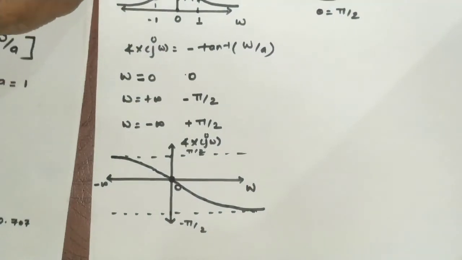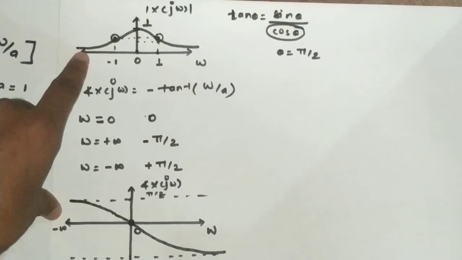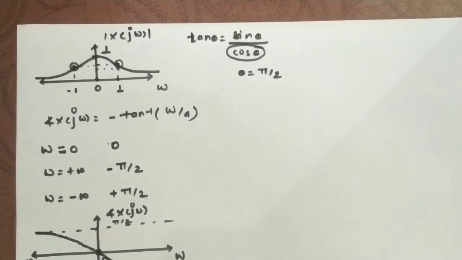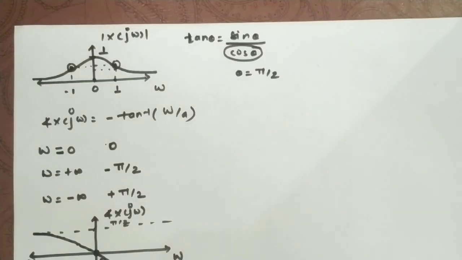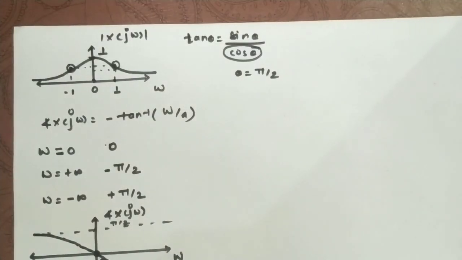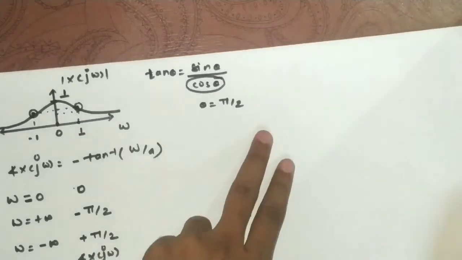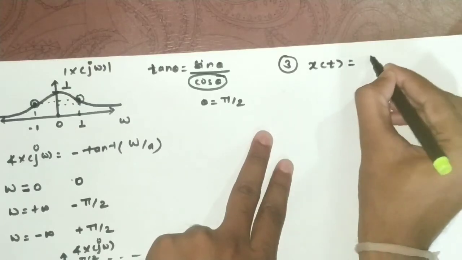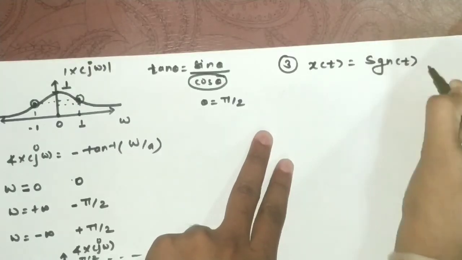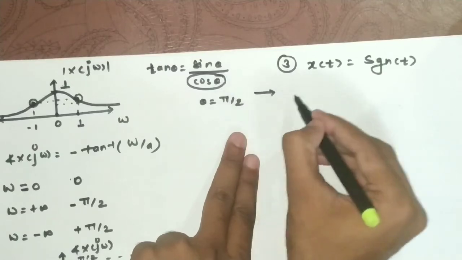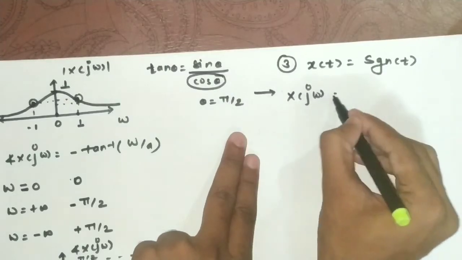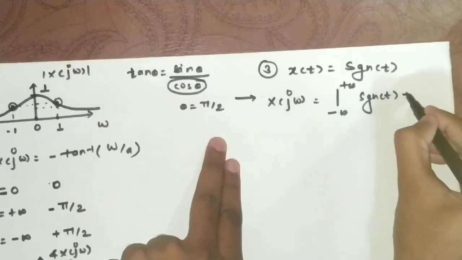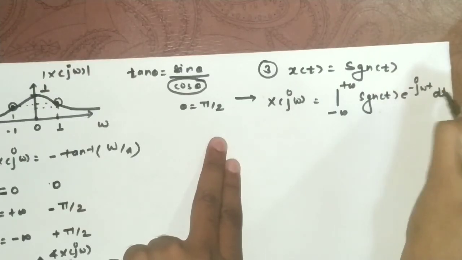I hope you understand how to draw the magnitude as well as the phase spectrum. If you understood this, let us take one more example for your clarification, so that it will be easy to understand. Let's suppose we have the third function as x of t equal to the signum function. So if it is a signum function, I'm putting it directly: X of j omega is the integral from minus infinity to plus infinity of signum function into exponential term into dt.